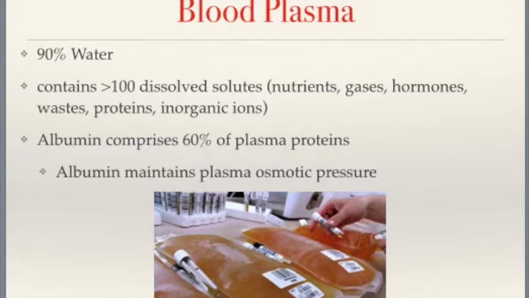Blood plasma is very important because it is what makes our blood fluid, and it's also a solution for different types of things: nutrients, gases, hormones, proteins, ions, different types of wastes. It's a solution for those things to be dissolved into and to be transported throughout the body. Now, the one I really want to focus on in terms of testing and things is albumin. Albumin comprises the bulk of plasma proteins, and it maintains our plasma's osmotic pressure.